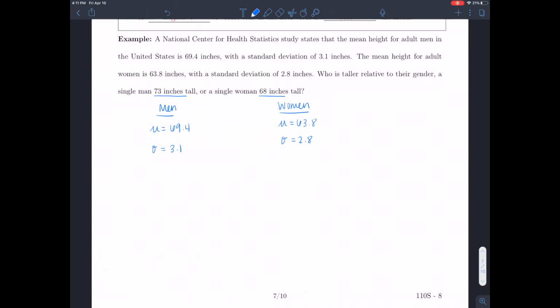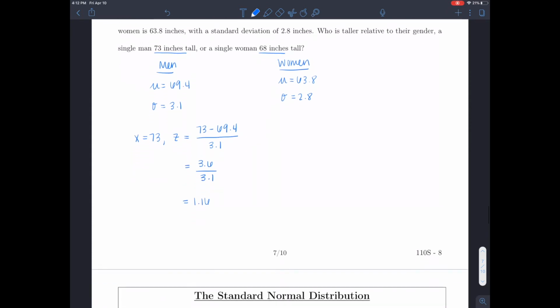For the first data value of x equaling 73, we're going to find its z-score by using the mean and standard deviation given for men. And so we're going to have 73 minus 69.4 divided by 3.1, which will give us 3.6 divided by 3.1, and this gives us 1.16. So a data value of 73 has a z-score of 1.16.